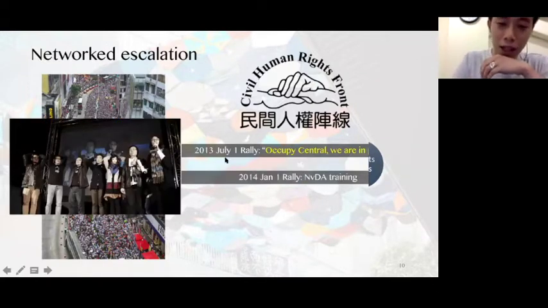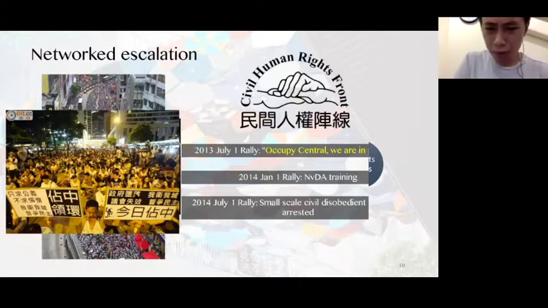Six months after this rally, there was another rally in 2014. Besides advocating the idea of the Occupy Central Movement, this time in January, we actually had a nonviolent direct action training on the stage, on the assembly we organized during the rally. So the participants of the rally, although they were not participating in a civil disobedient action yet, knew what it would look like because we demonstrated a training to them. And this gives them a rough idea of nonviolent direct actions. And finally, in July, there was another escalation. This time, we had a real civil disobedient action.